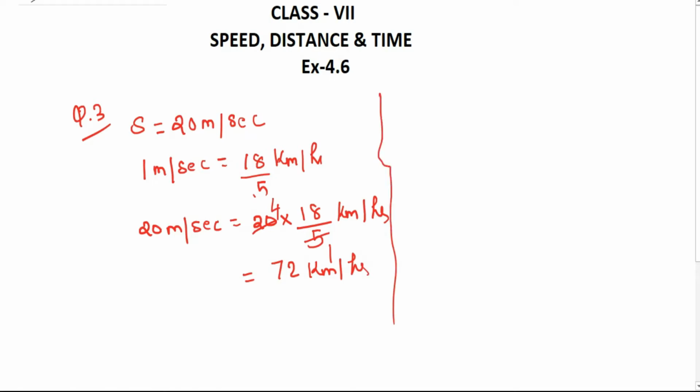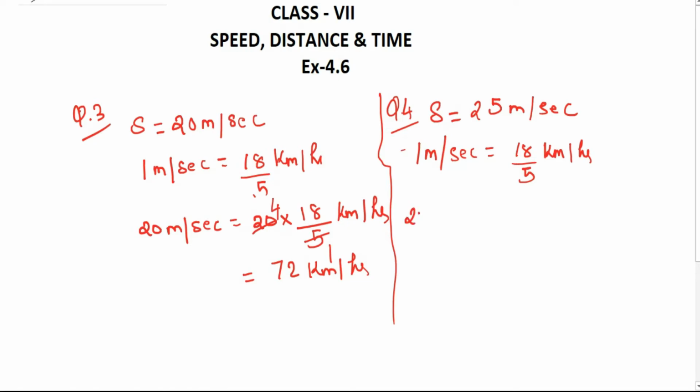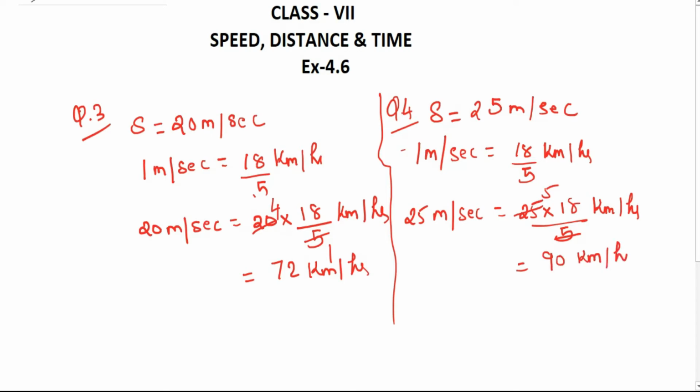Now similarly, you can go ahead with the next question, question number 4. Again we can see that the speed is given as 25 meter per second. The question is asking you to convert it into kilometer per hour. So again we know that 1 meter per second is equal to 18 by 5 kilometer per hour. So similarly we need to convert it for 25 meter per second. So 25 meter per second will be equal to 25 into 18 upon 5 kilometer per hour. Now you know that 5 fives are 25 and 18 fives are 90 kilometer per hour.